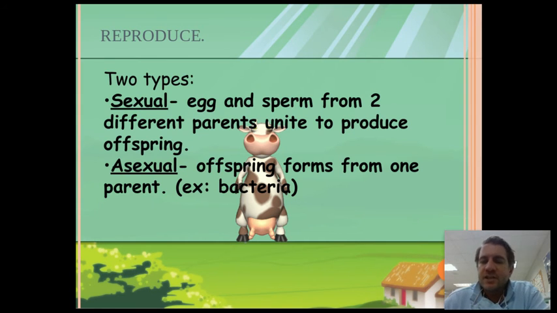Second thing is you need to be able to reproduce on your own. There's either asexual or sexual reproduction. Asexual is offspring formed from one parent. Bacteria is a great example of asexual reproduction. Sexual would be an egg and sperm coming from two different parents coming together to make one organism. Humans, great example of sexual reproduction. Viruses do not do that. Viruses have to rely on the host to take on their DNA and replicate themselves. So viruses cannot reproduce on their own.